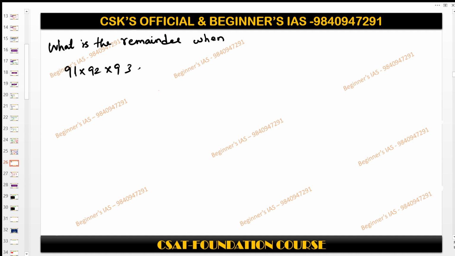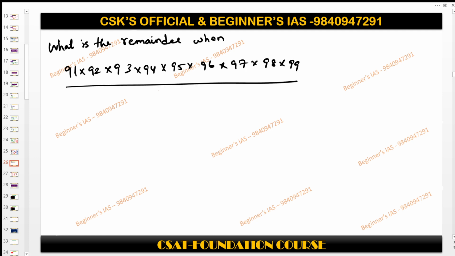91 into 92 into 93 into 94 into 95 into 96 into 97 into 98 into 99. Yes, sir. I have provided the solution with the recording also, explained in detail. So now listen. What is the remainder when this is divided by this one? Options are 3, 2, 1, 0.